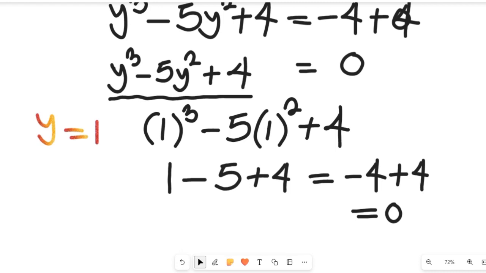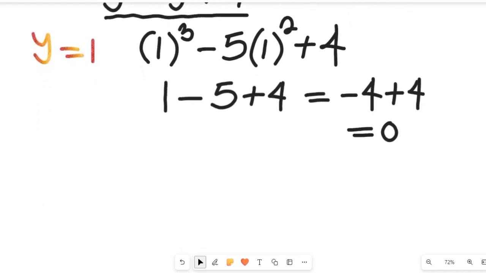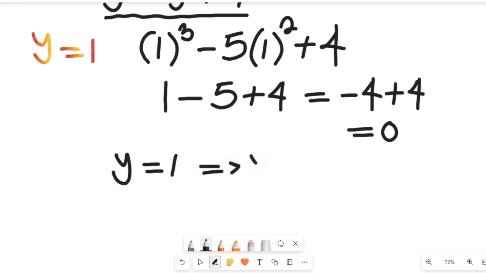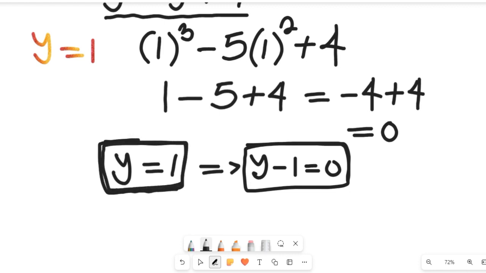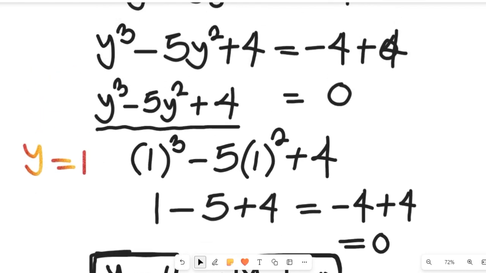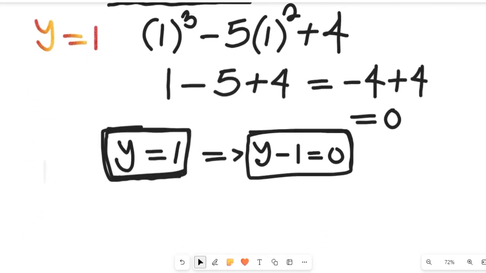So what does that tell us? That tells you that y equal to 1, which can also be y minus 1 equal to 0, if you subtract 1 from both sides of this expression, it's going to give us this linear function. So the value of y equal to 1 simply satisfies that polynomial equation and is the first solution to that polynomial equation. Now, how do we get the second solution?